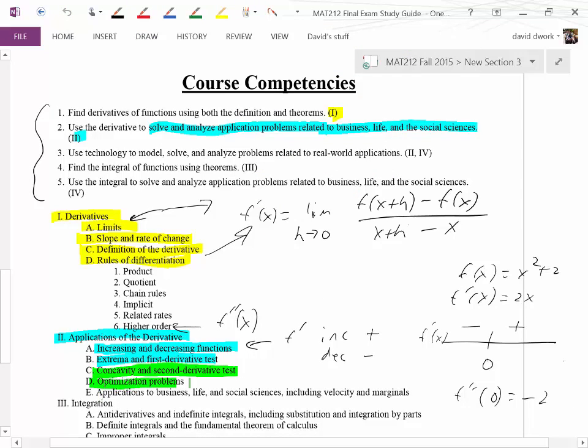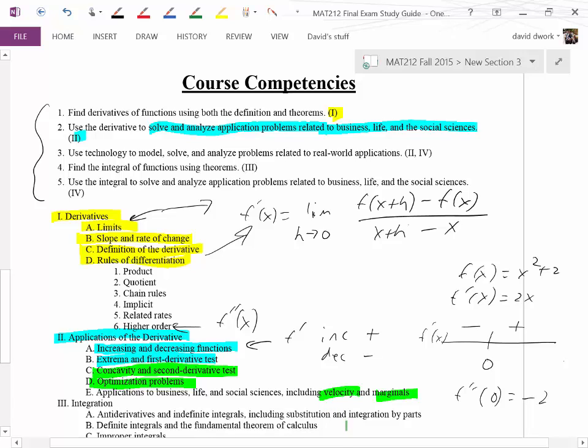How do you use them to answer questions about optimization? And then the applications to business, life, social sciences, including velocity and marginals. So how do we talk about marginals? How do we find marginal profit, marginal cost? And just hearing, oh, that just means derivative. It's the change in the production to the next item.